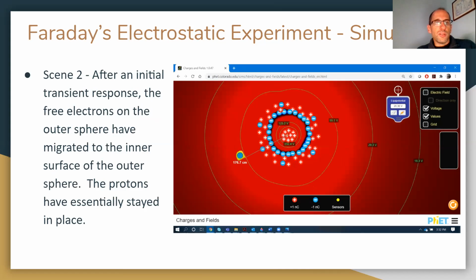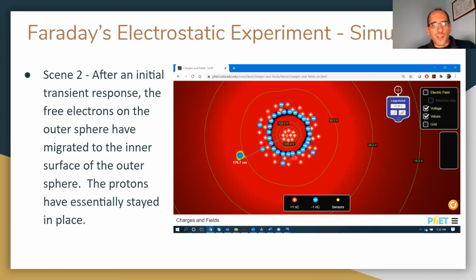Okay, so scene 2, this is after that initial transient response. What happens is this positively charged sphere is attracting the negative charges on the outer sphere and repelling the positive charges on the outer sphere. Now, the positive charges are in the nuclei of the atoms, and they're bound in the crystalline structure. So they're just going to stay where they are.